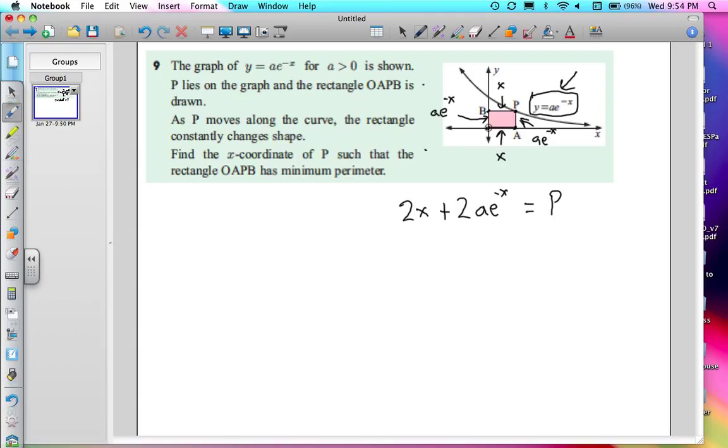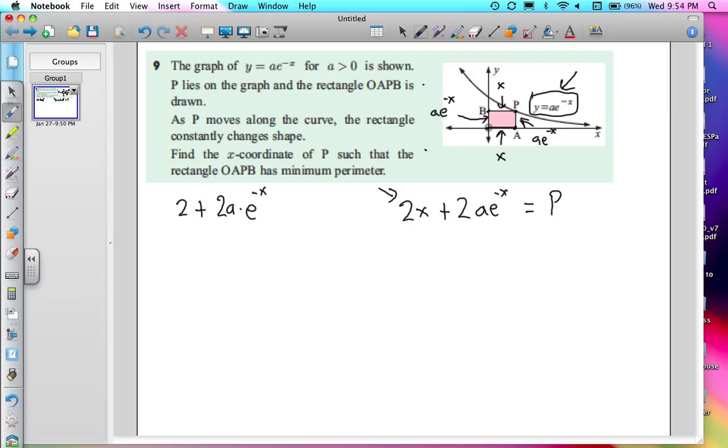Okay, and then it says, as P moves along the curve, the rectangle changes shape, and so on, find the x-coordinate of P such that the rectangle OAP has minimum perimeter. So we're trying to find when this is minimum. Okay, so we take the derivative of it, which ends up being 2 plus 2a times e to the negative x.